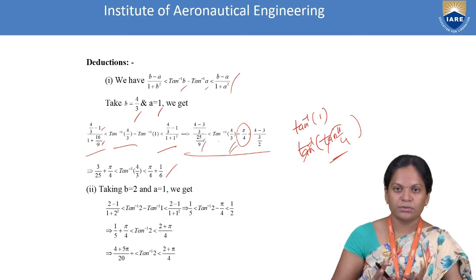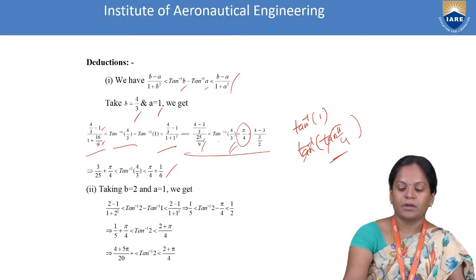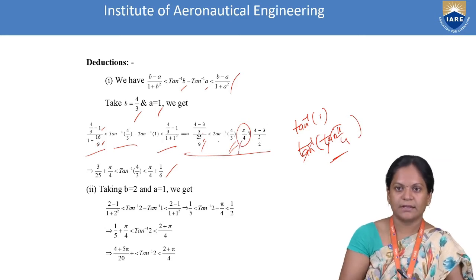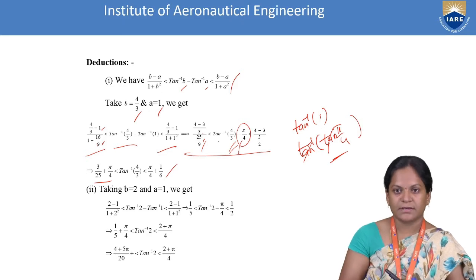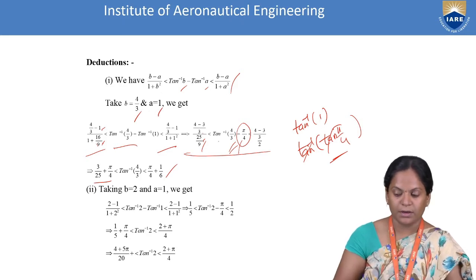If we add pi by 4 to both sides, here pi by 4 plus pi by 4, and here minus pi by 4 cancels. So 3 by 25 plus pi by 4 is less than tan inverse of 4 by 3, which is less than pi by 4 plus 1 by 6. This is the first inequality.